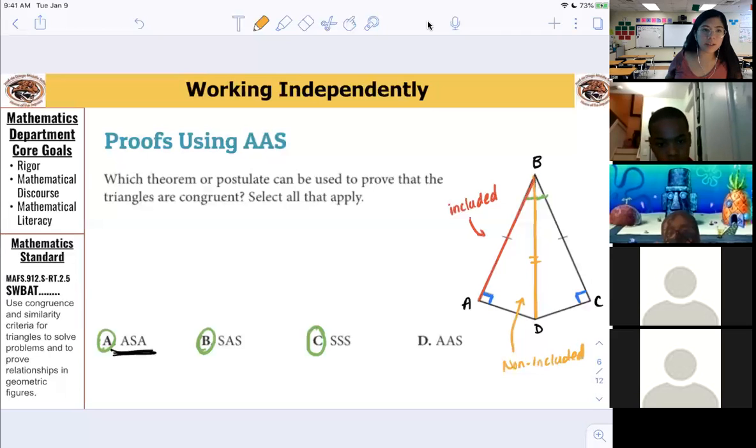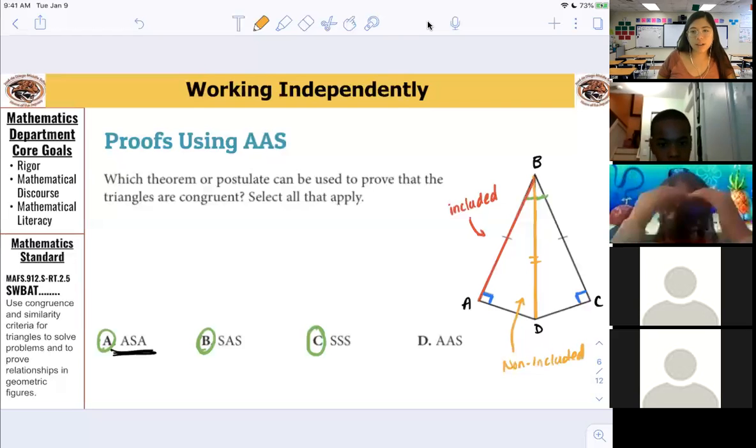How come AB is included? What is the word? Can you give me the first letter? So how come, okay, what makes the red side length an included side between A and B? If angle A and angle B are my angles, what makes side AB the included side?